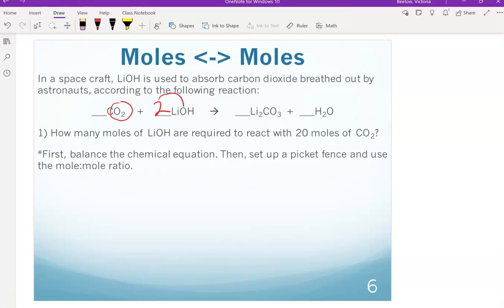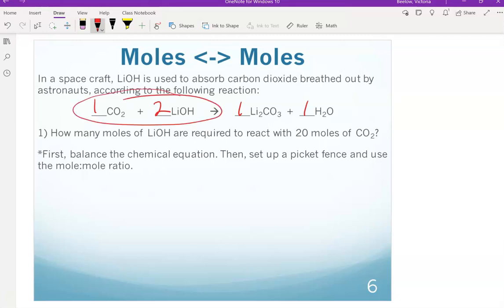And if I look on the right-hand side, there's 3 oxygens here and 1 oxygen here. So that's a total of 4 oxygens. So right now there's 4 oxygens on either side, which is good. This is also saying there are 2 hydrogens on the left-hand side. And on the right-hand side, there are also 2 hydrogens. So this reaction is actually balanced. You can leave these blank or you can put a 1 in the front if you like.